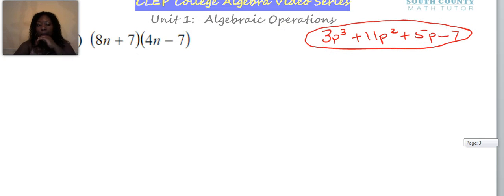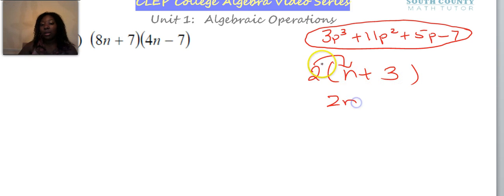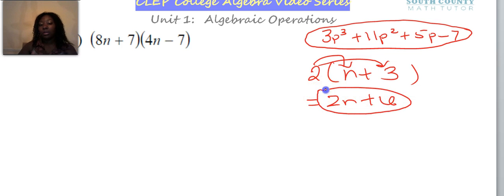Alrighty. How do you multiply two binomials? Before we do that, let's think about something we've already done. How do you multiply a monomial times a binomial? Well, that's the distributive property, 2n plus 6. We learned that on our second set of our series. What if you had 2n squared times 2n plus 3?